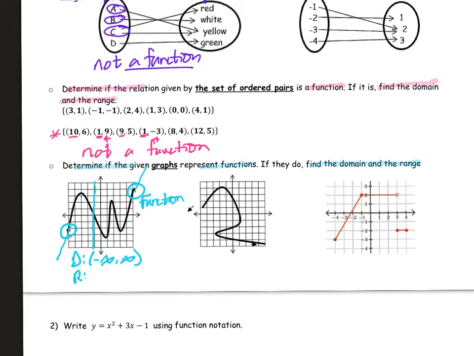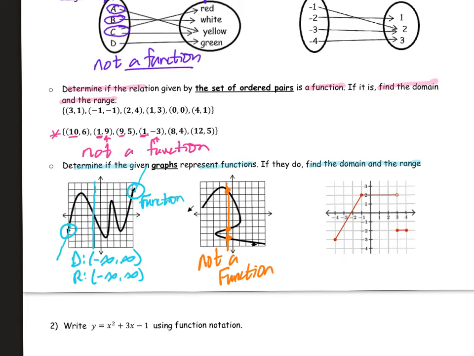And then my range is going from also negative infinity to positive infinity. Good job. Okay, next we have this shape, and if I drop a vertical line here, look, I have one here, one here, one here. It intersects in how many places? 3. And how many can it intersect in? 1, correct. So that means this is not a function.